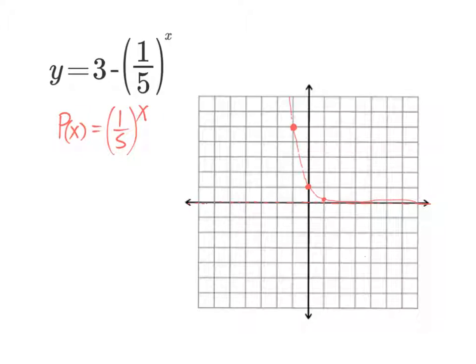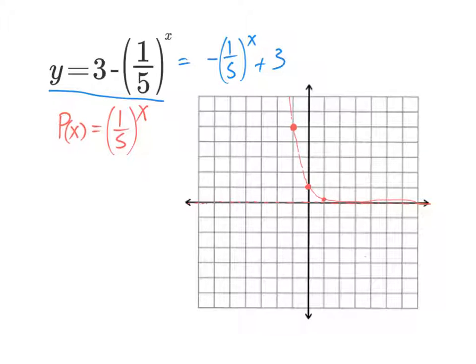Now I'm going to use this parent graph to graph this. And I can rewrite this as negative (1/5)^x plus 3. So I'm going to take my parent function, and then this negative is outside. It's not up in the exponent, so it's outside the house of x, which means it's going to be a vertical flip, and then it's going to go up 3. So let's do the vertical flip first.